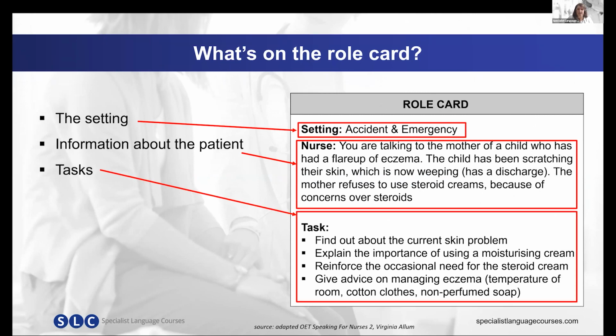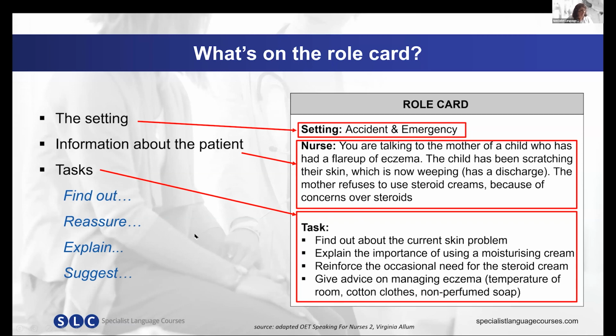Now, the task will always be in bullet point form, and you will see key verbs in your OET role plays. For example, you might have find out, reassure, explain, suggest, or we have reinforce the need or give advice. So the more practice that you do, the more familiar you will become with these key function verbs, and they're very important in your preparation for OET. So you should familiarize yourself with the kind of function verbs that you can expect to see in the OET role play.